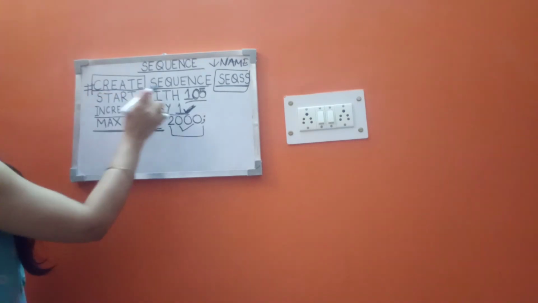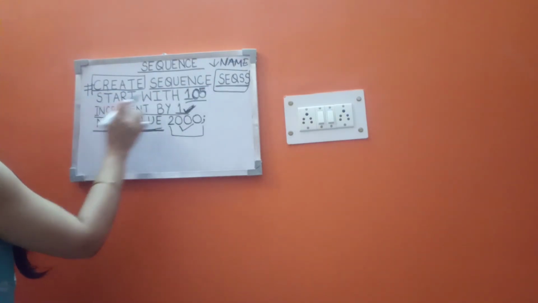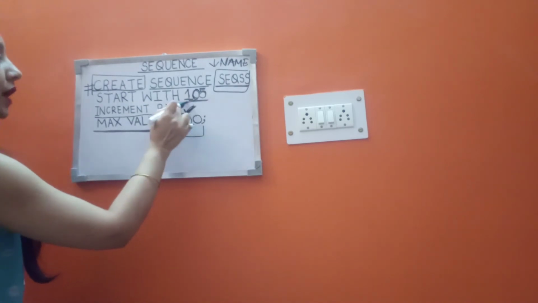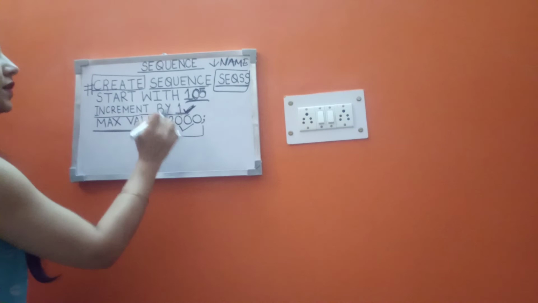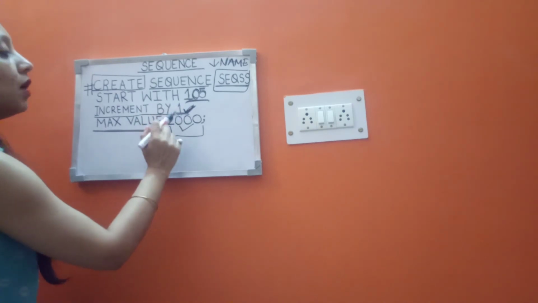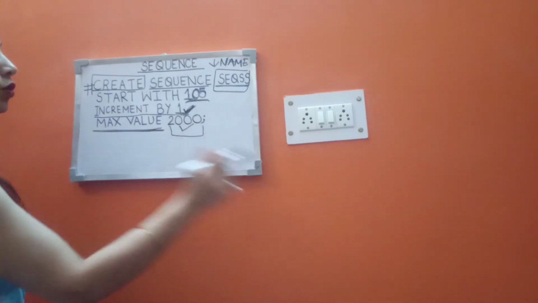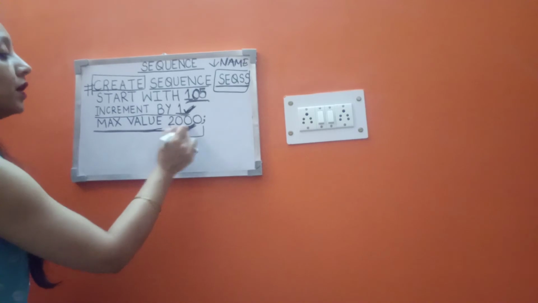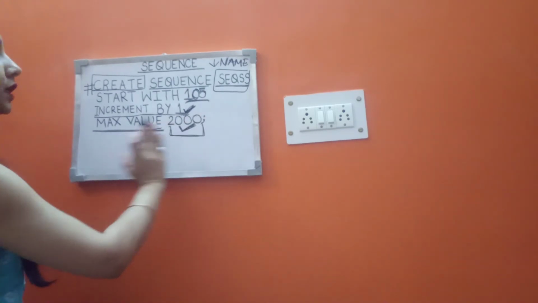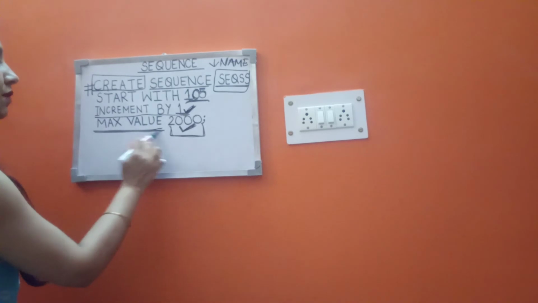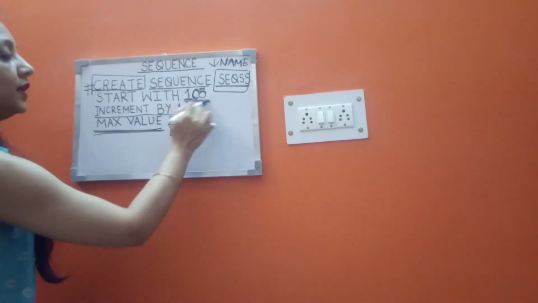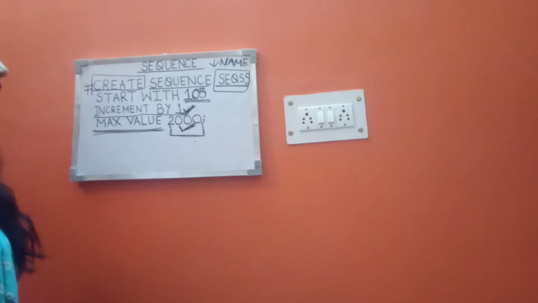So: create sequence sequss start with 105. This is the value to start with. Increment by 1: every time the sequence is called, increment it by 1. So next time it will be 106, then 107 and so on, up till 2000. After 2000 it will stop incrementing. That means the maximum value it can take is 2000 and the minimum value is 105. So this is how a sequence is created in DBMS.